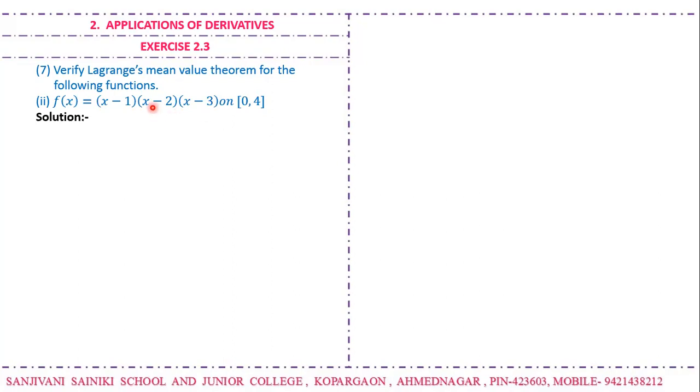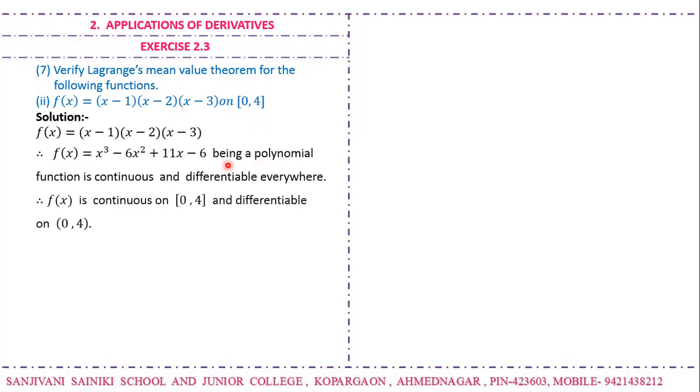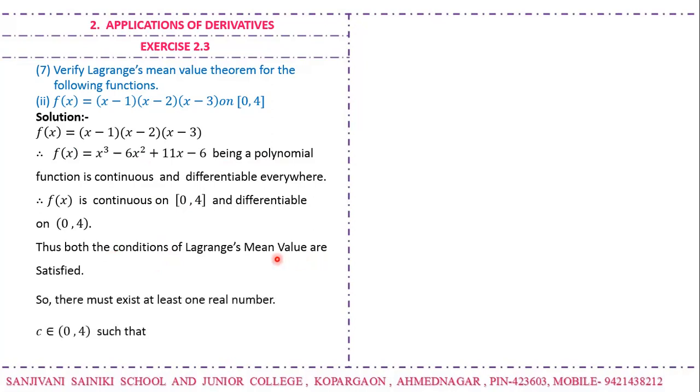Again, we have to verify Lagrange's mean value theorem for the function f of x is equal to (x minus 1)(x minus 2)(x minus 3) on the closed interval [0, 4]. As it is a polynomial function, it is continuous and differentiable everywhere, in particular on the closed interval [0, 4] and the open interval (0, 4). So both conditions are satisfied. There must exist c in the open interval (0, 4) such that f'(c) is equal to (f(4) minus f(0)) upon (4 minus 0).